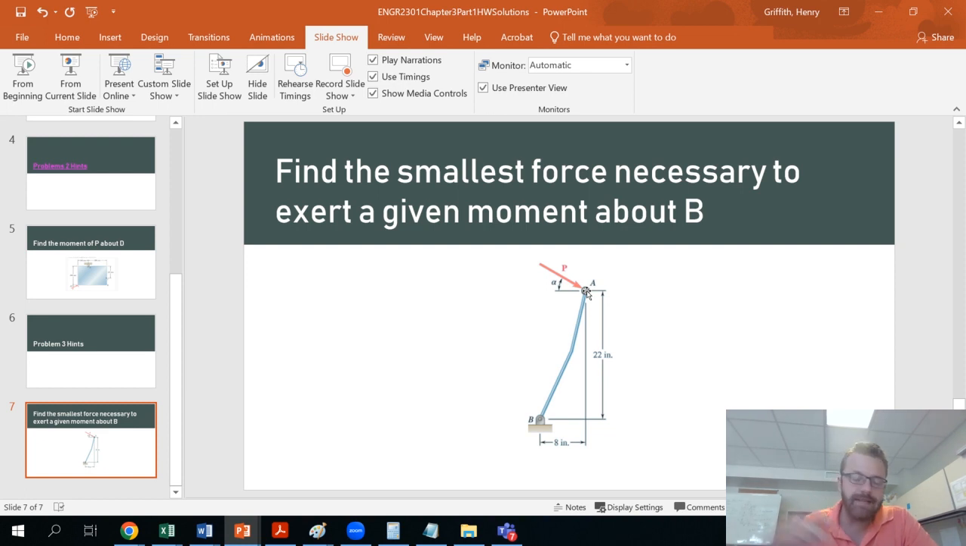And what we're interested in is basically what's the smallest amount we can push it at point A in order to exert a certain moment or torque, or a tendency of rotation, about point B. This is a pretty common principle that we've looked at quite a bit up until now: if we want to minimize the amount of force that we have to apply, we want to direct that force perpendicular to the position vector drawn from the point about which we're trying to induce rotation, the pinned point B, to the actual point of application.